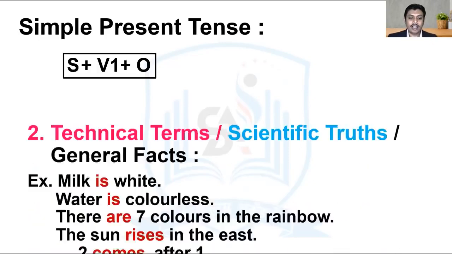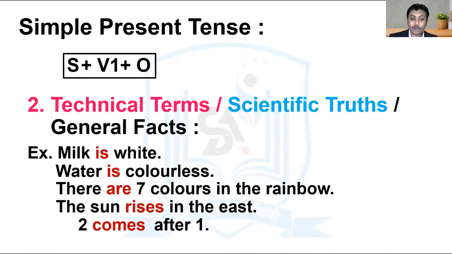Now, technical terms, scientific truths, and general facts. We use this particular tense most of the time. Not most of the time, every time. If you want to say anything about general truth, if you want to say anything about any scientific fact, you will use this particular tense. Now, I will tell you one interesting fact.